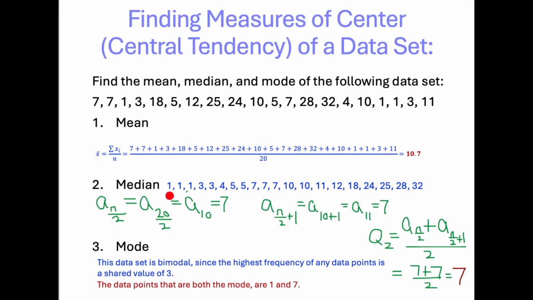Well, notice that we have 3 1s. We also had 3 7s, and none of the other data points occur as frequently. So that mode value is actually shared by those 2 data points. In other words, we say that it's bimodal because we have 2 modes there. So 1 and 7 are our modes.